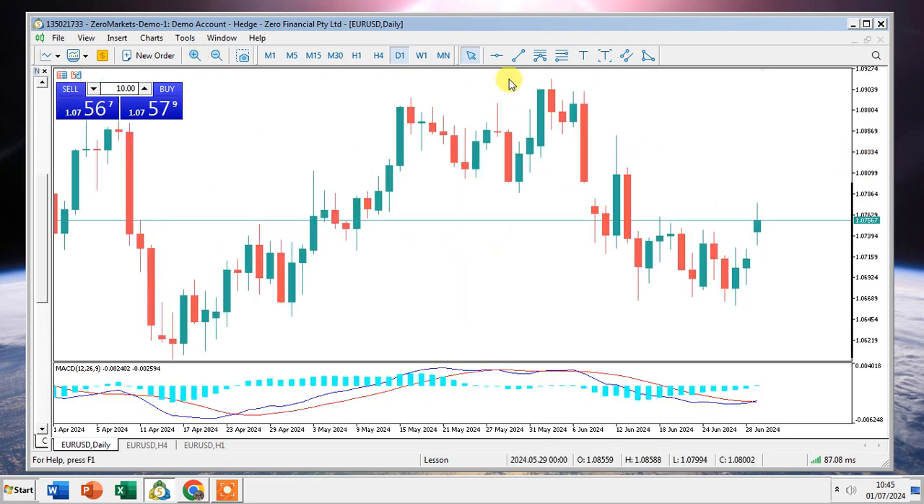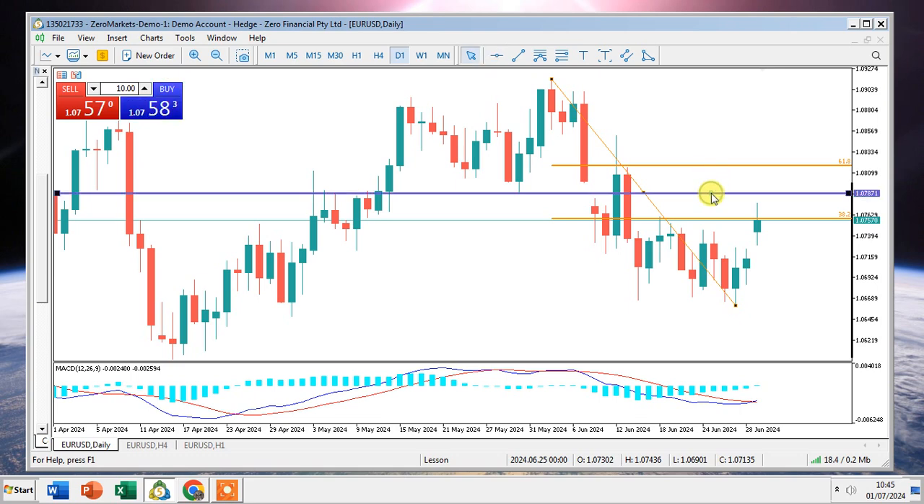We have a nice thrust down. I will measure it. So nice thrust down and price is challenging the 382 Fibonacci retracement level. The 50% is around here. The reason I don't place the 50% level is because I use confluence levels to trade the Eurodollar, and those confluence levels are calculated primarily using the 382 and the 618 clusters.